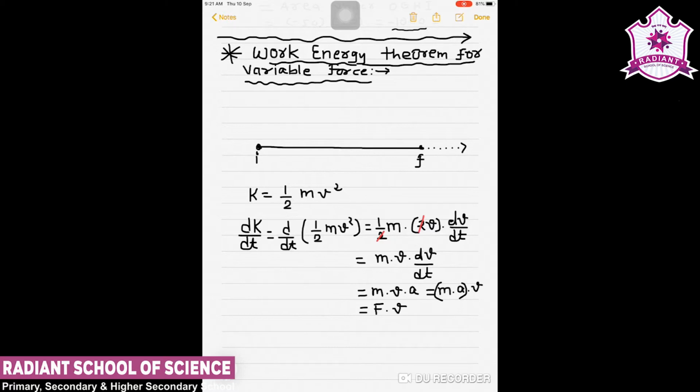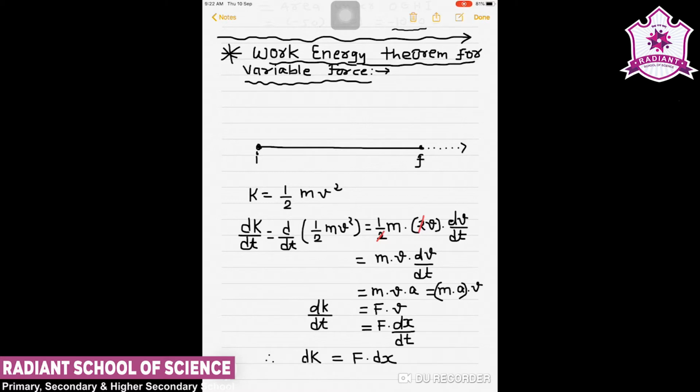But here one more interesting part will come into the picture. See, on the left hand side it is dK upon dt, while on the right hand side it is F into v. So we can put it as F into dx upon dt, and on the left hand side it is already dK upon dt. So here dt will cancel out, and we will have dK is equal to F into dx.